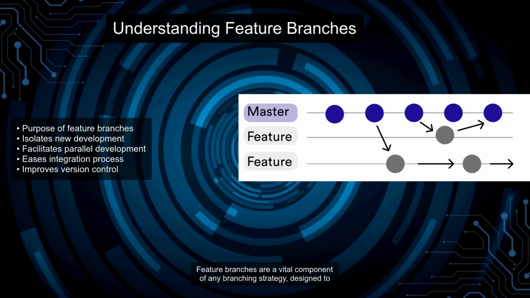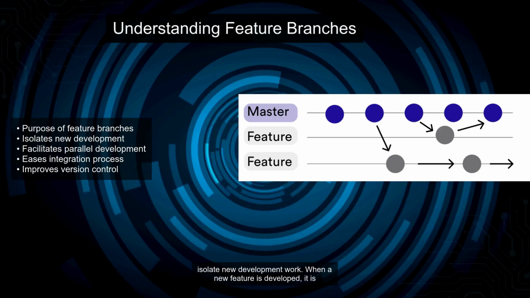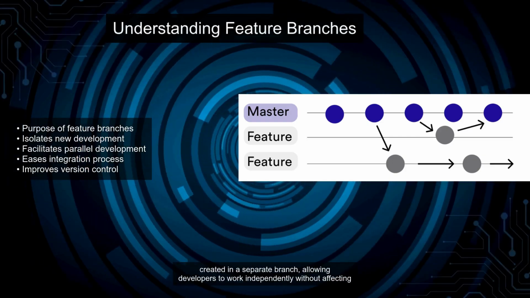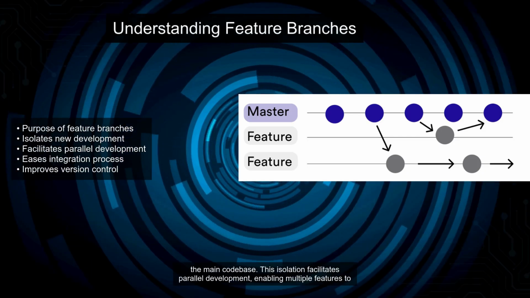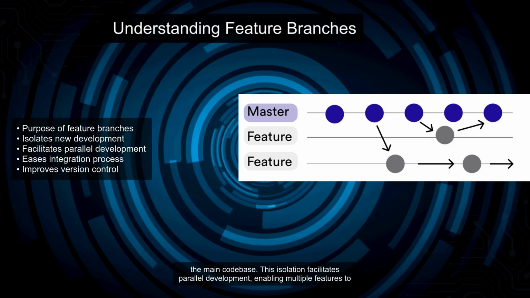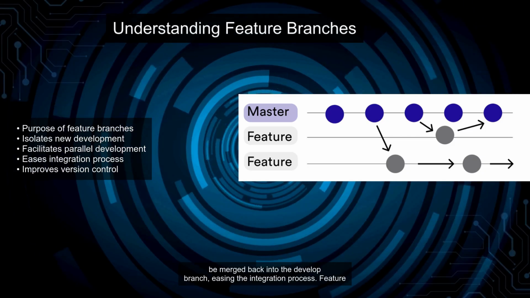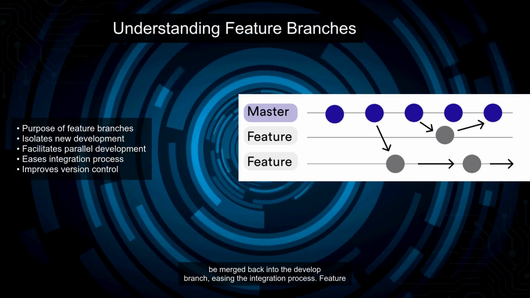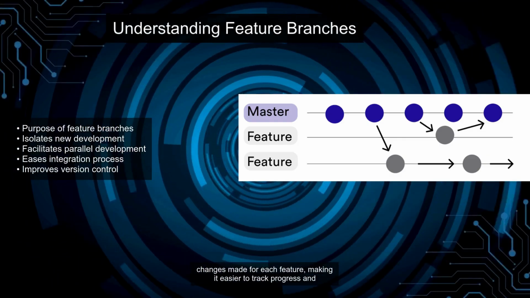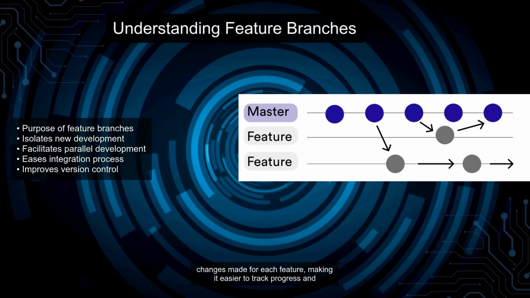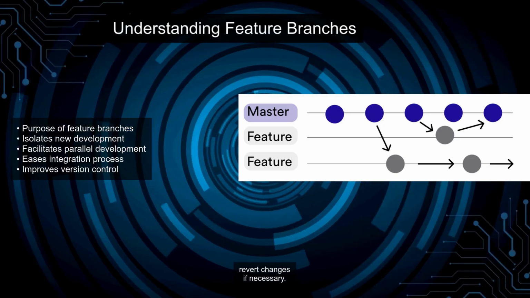Feature branches are a vital component of any branching strategy, designed to isolate new development work. When a new feature is developed, it is created in a separate branch, allowing developers to work independently without affecting the main codebase. This isolation facilitates parallel development, enabling multiple features to be developed simultaneously. Once the feature is complete and tested, it can be merged back into the develop branch, easing the integration process. Feature branches also enhance version control, as they provide a clear history of changes made for each feature, making it easier to track progress and revert changes if necessary.